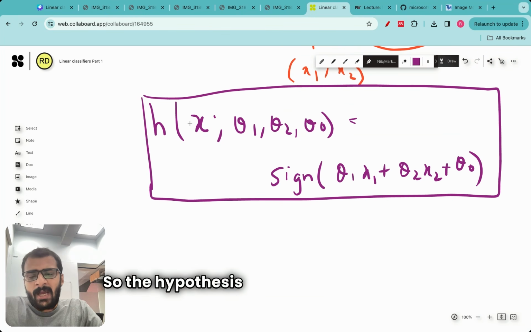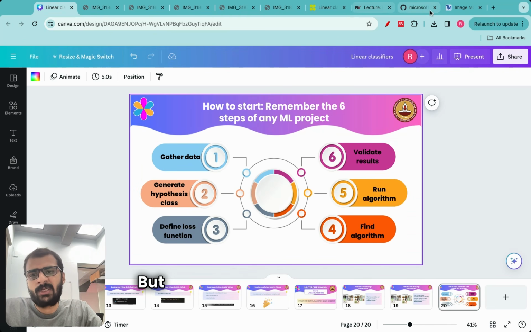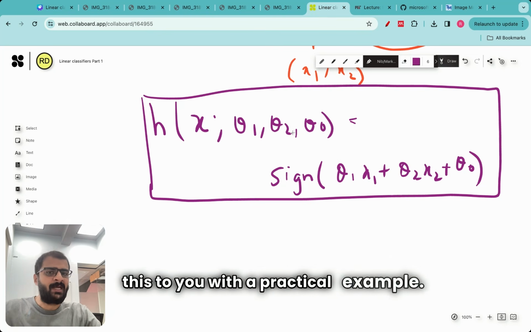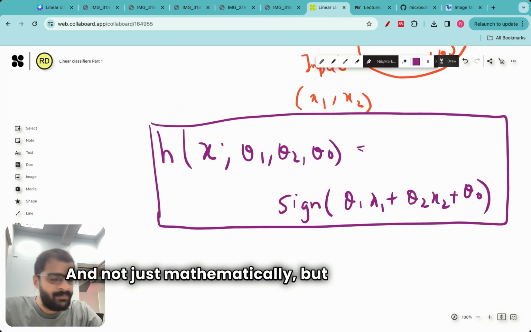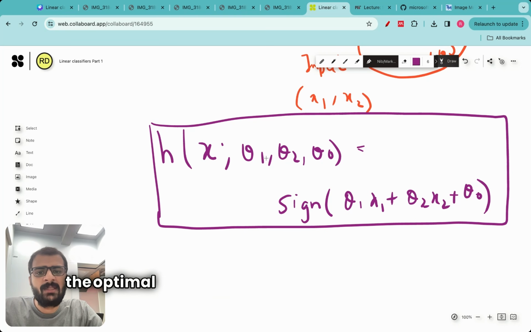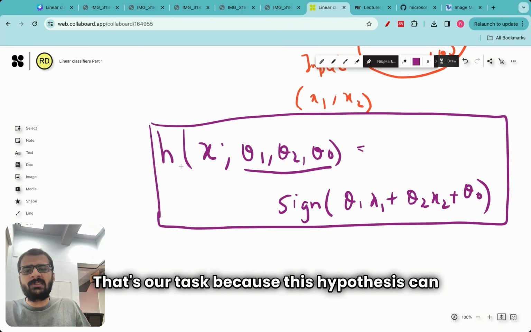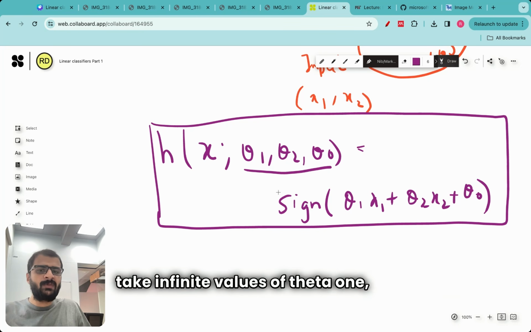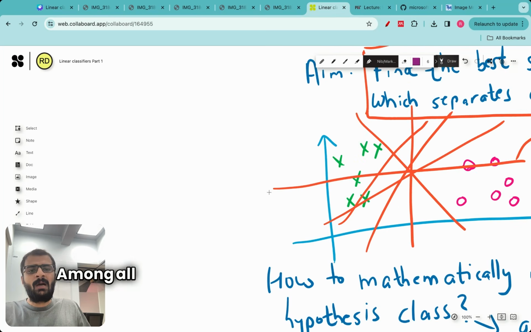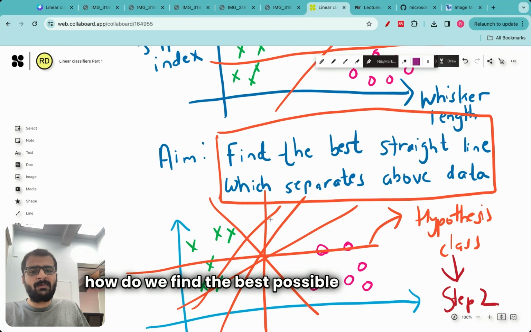So the hypothesis is generated, right? Now the next step is defining the loss function. But before that, I want to explain this to you with a practical example and not just mathematically. But just keep in mind right now that our task in this problem is to find the optimal theta 1, theta 2, and theta naught. That's our task. Because this hypothesis can take infinite values of theta 1, theta 2, and theta naught, right? Among all these possible straight lines which we saw before, how do we find the best possible straight line?